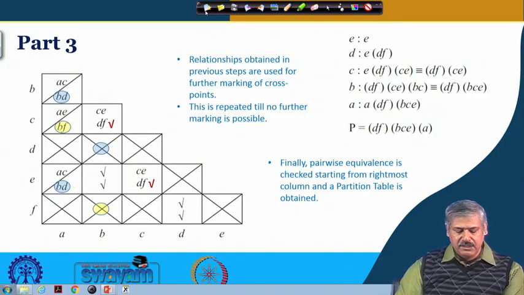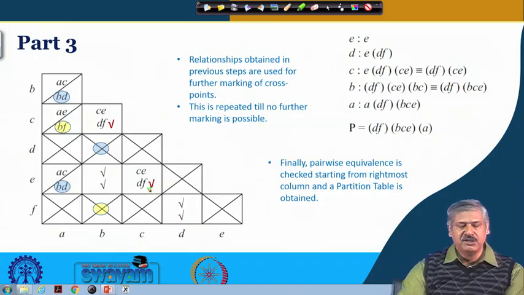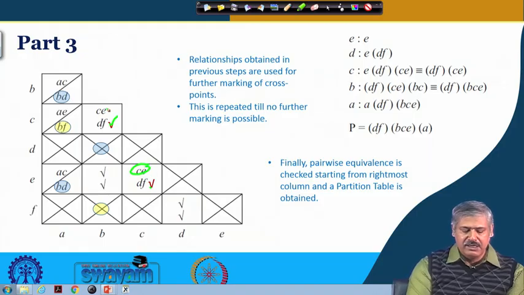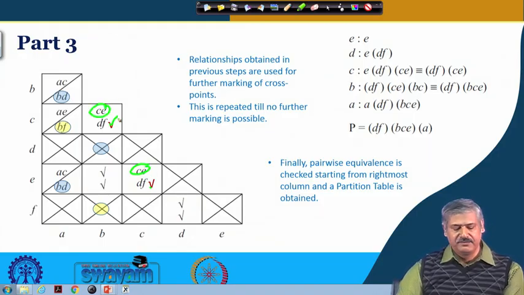Okay. Now we have seen that D and F are already equivalent because of this, right? And DF appears here. So this is already ticked, right? This is already ticked. So what is required? If C is equivalent and C are equivalent, then they will be equivalent. Is it fine?